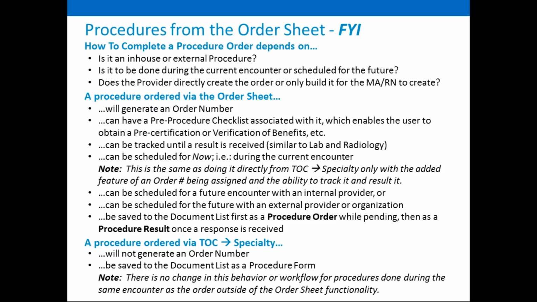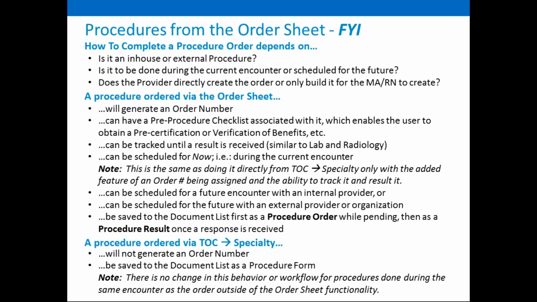So for those of you that do procedures in-house, and right now you go under your encounter table of contents specialty, you use your binocular, you choose your template, and you document it. None of that has changed. So everything that I've just covered, you don't need to worry about. You still have that ability. The difference is you will not get an order number, which you never have, but that is the big change by doing it through the order sheet, because if you order a procedure through the order sheet, it now will generate an order number.